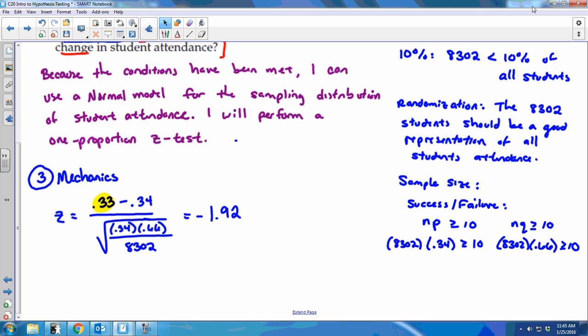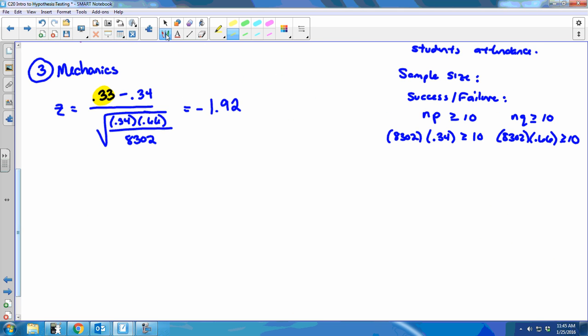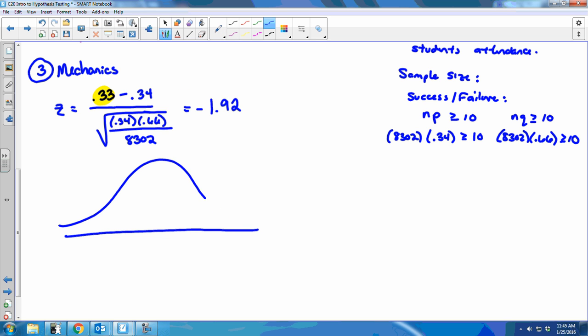All right, so remember, your z statistic is a z-score. That means you're using a standard normal model with a mean of 0 and a standard deviation of 1. And we're going to use it to find a probability of getting these survey results. You need to get in the habit then of drawing the model really quickly. It's a part of the mechanics. We have a mean of 0 and a standard deviation of 1. We got a z statistic of negative 1.92.